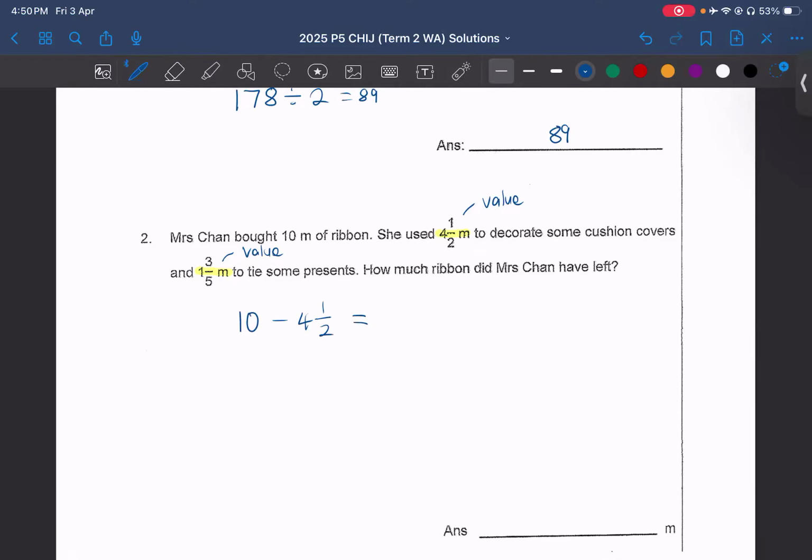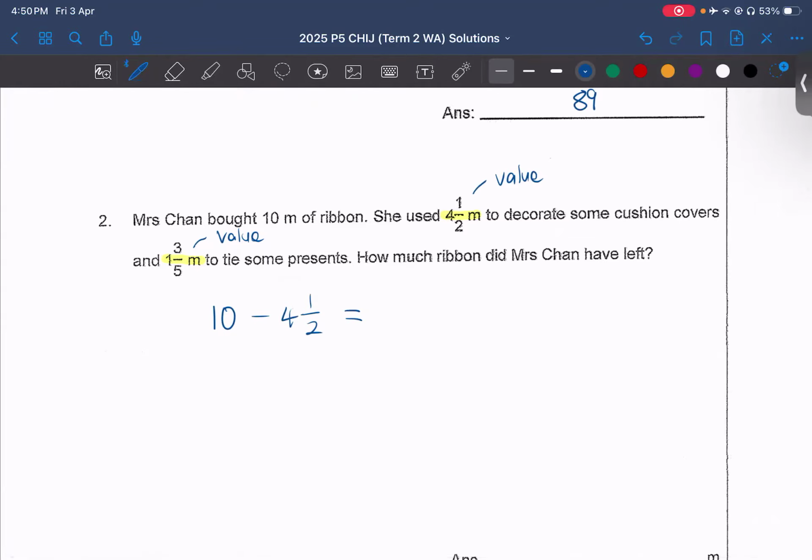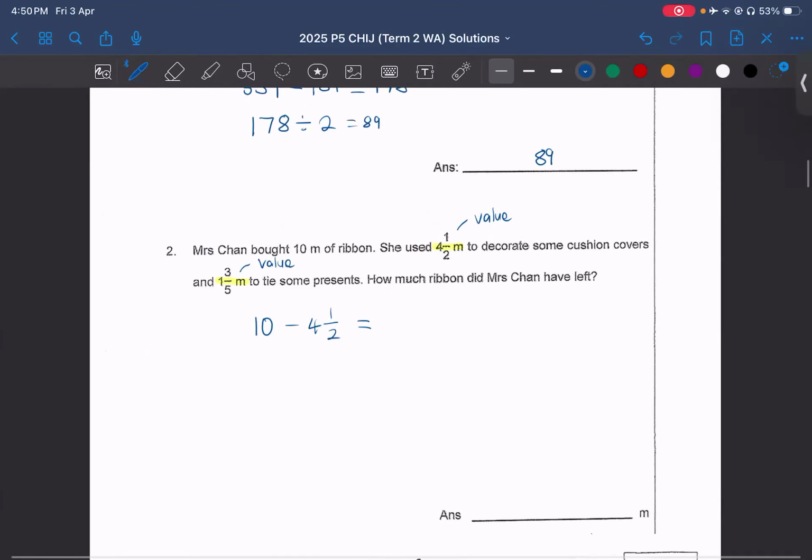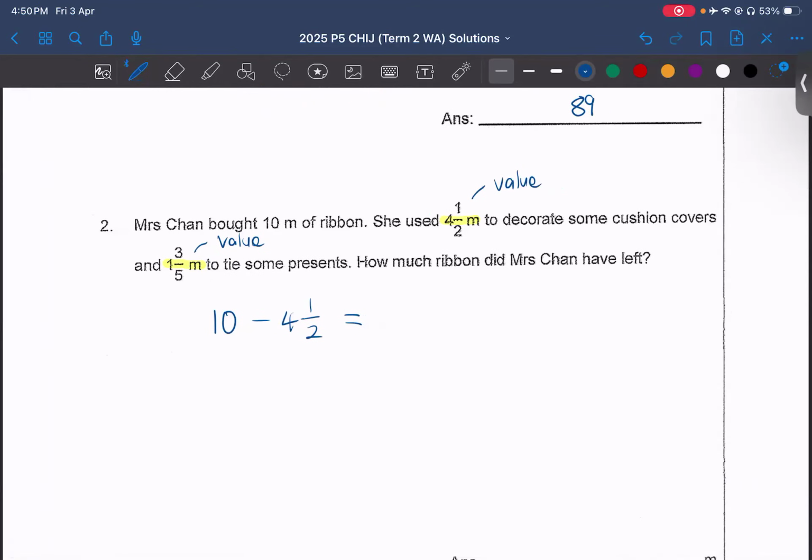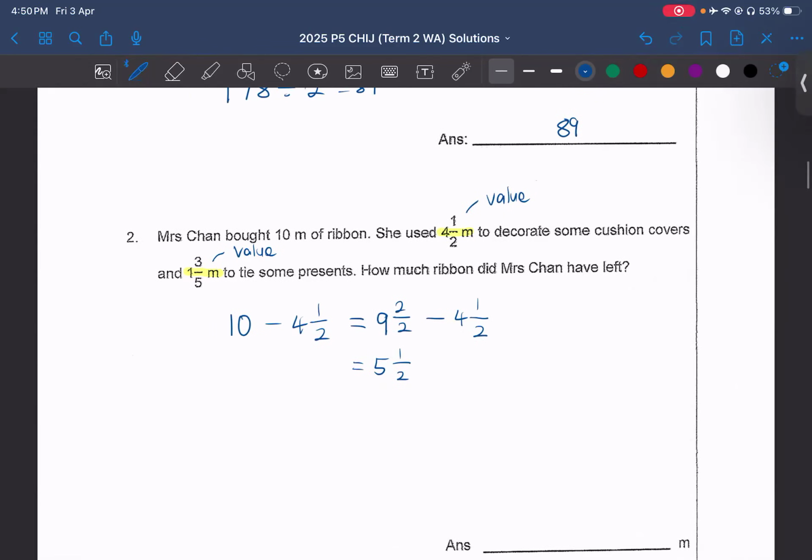When we take 10 minus 4.5, we will need to borrow 1 whole from 10. So 10, when you borrow 1 whole, will become 9 wholes and 2 out of 2, then minus your 4.5. So 9 minus 4, you end up with 5, and 2 minus 1, you end up with 1. So 5.5. This is what you have left after she used some to decorate the cushion covers.